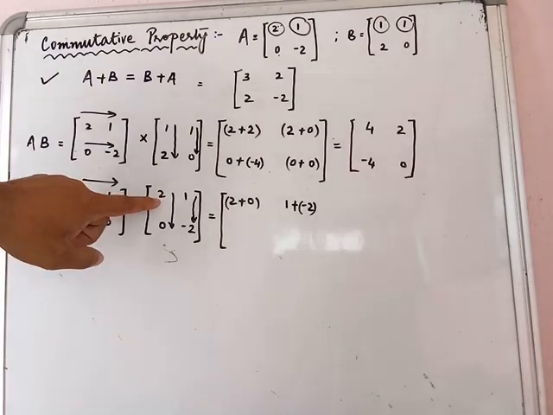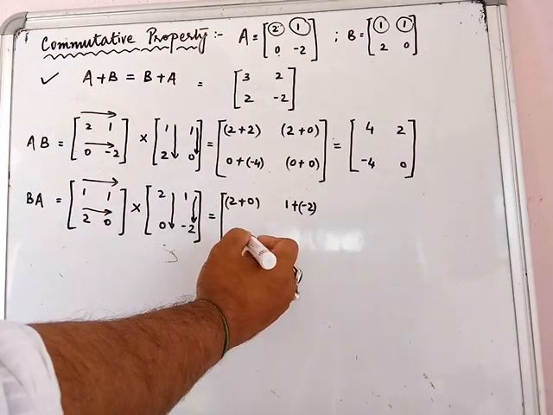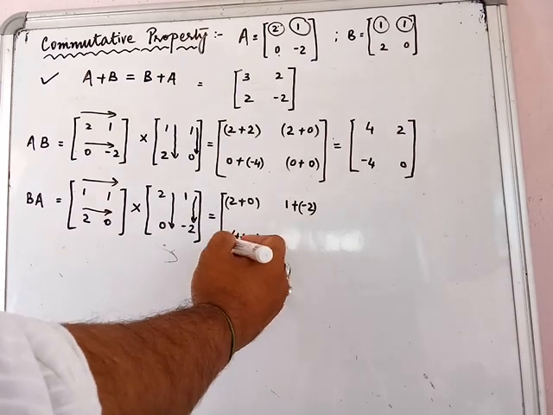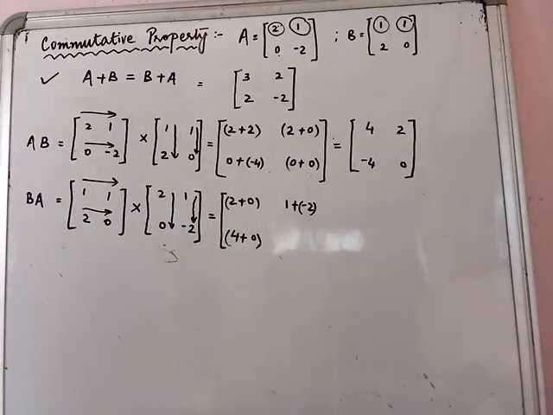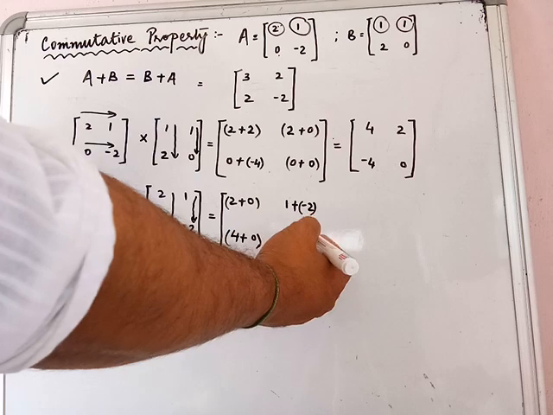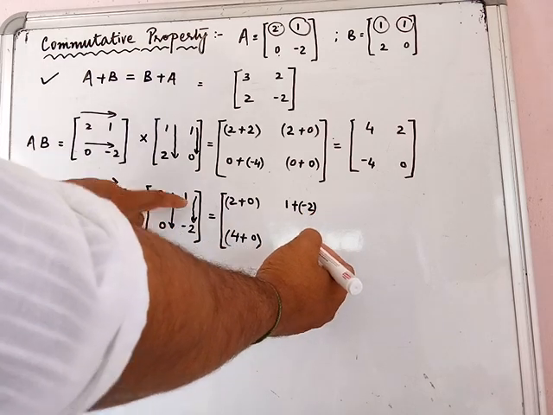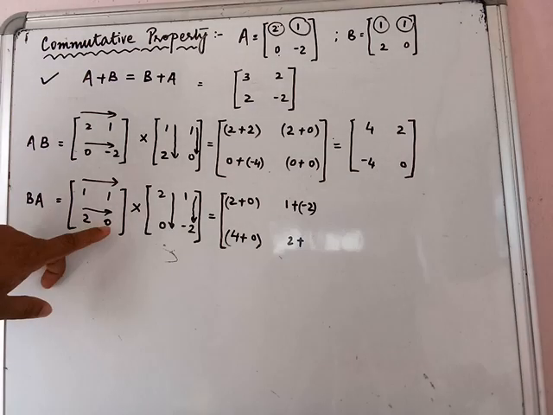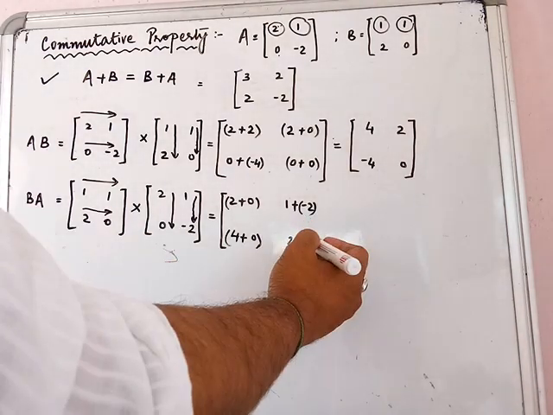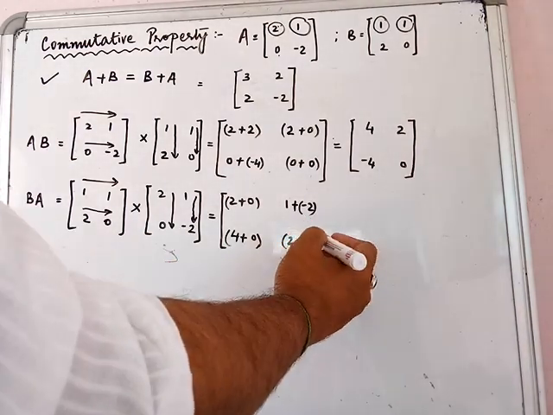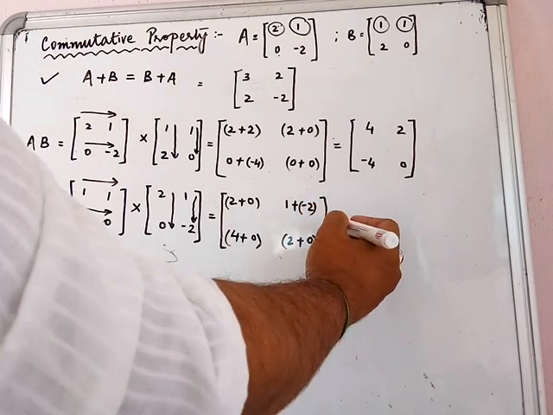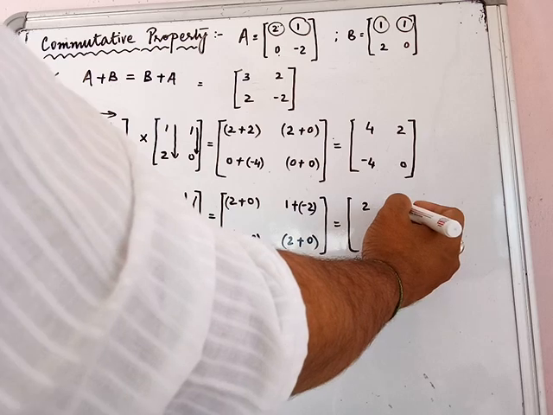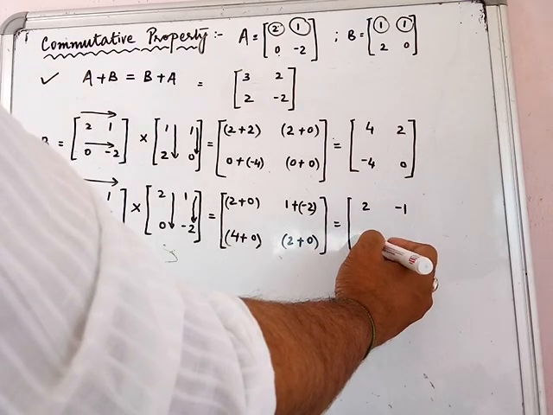So 2 into 2 is going to give you a 4, plus 0 into 0 obviously will give you a 0. Okay, now moving on to the last entry, 2 into 1 is going to give you a 2, and plus 0 multiplied by minus 2 is obviously 0. Okay, so this is what you get. Once you finalize, you see you have a 2, you have a minus 1, you have a 4, and you have a 2.